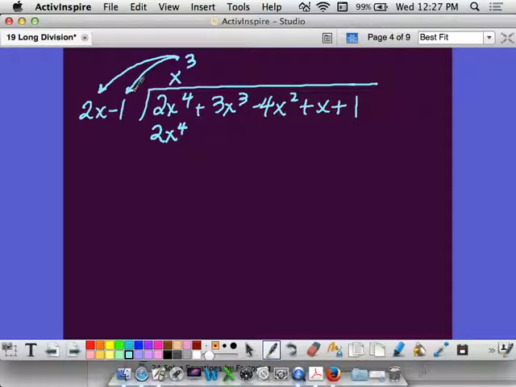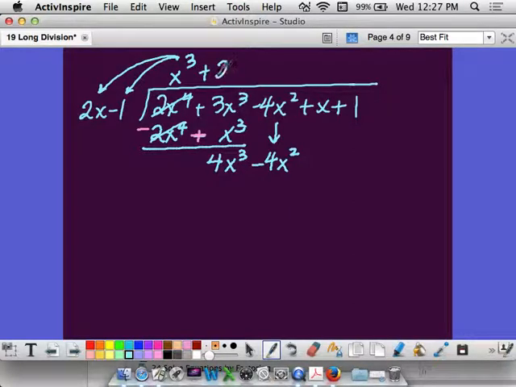X cubed times negative 1 is negative x cubed. Draw the line, change the signs, and combine. So these cancel. 3x plus 1, 3x, x cubed times 1. These have got to line up to be cubes. 3 plus 1 is 4x cubed. Bring down minus 4x squared. That's my next term. 2x times what gives me 4x cubed? A positive 2x squared. 2x squared times 2x is 4x cubed. 2x squared times negative 1 is negative 2x squared.